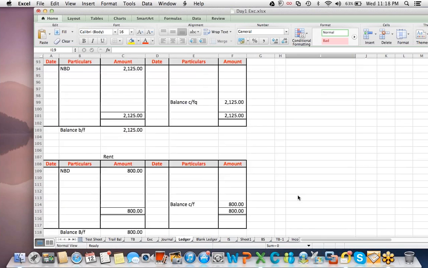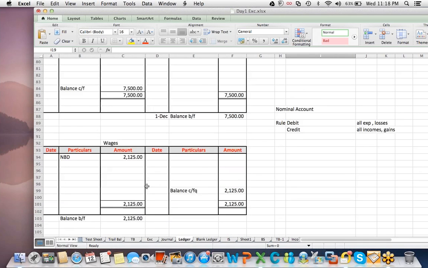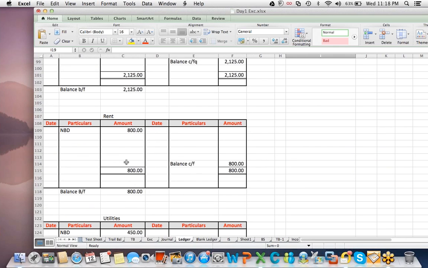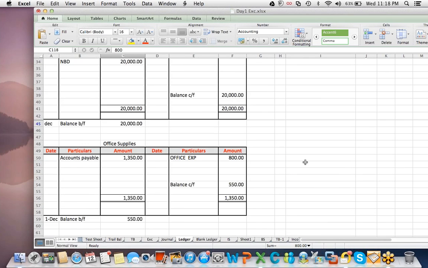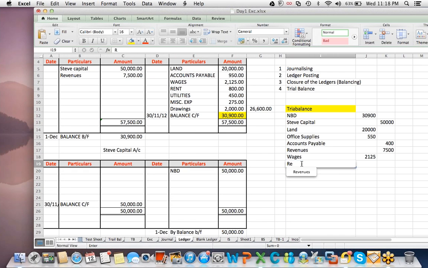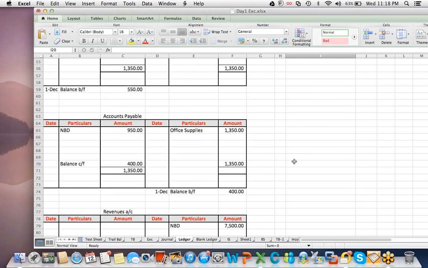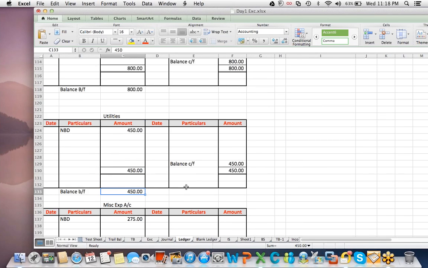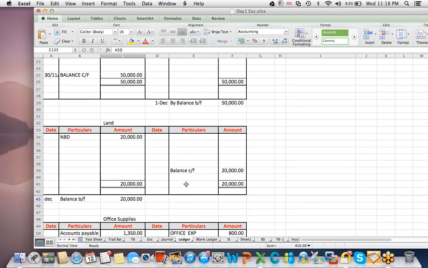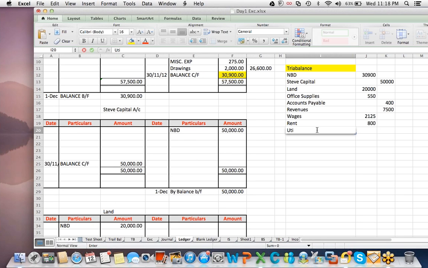Next account is the rent account. Rent account, expense, debit side, 800. Next account is the utilities account, debit side, 450. Utilities account 850.